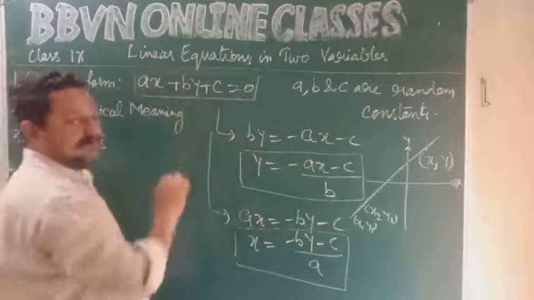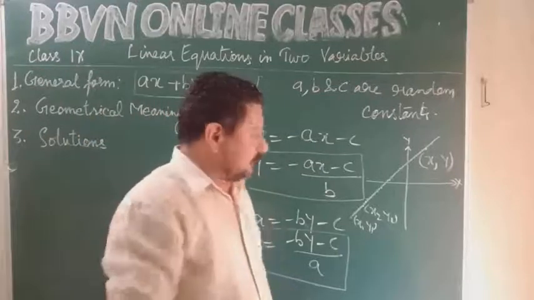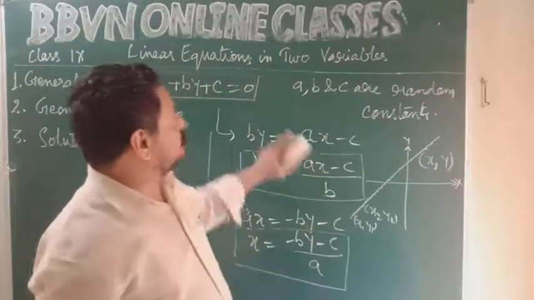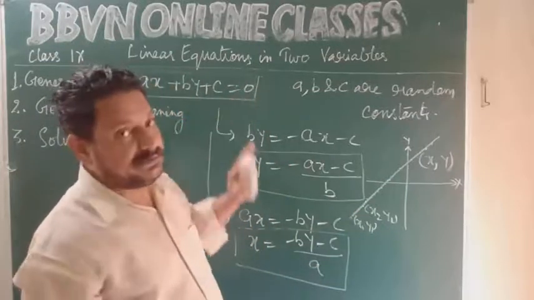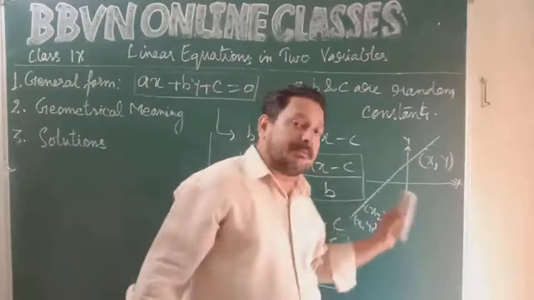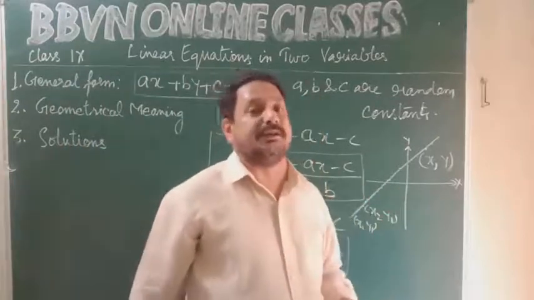It is balanced, right? So you can have infinite points. Each point is called a solution of this line. This is the geometrical interpretation of a linear equation.